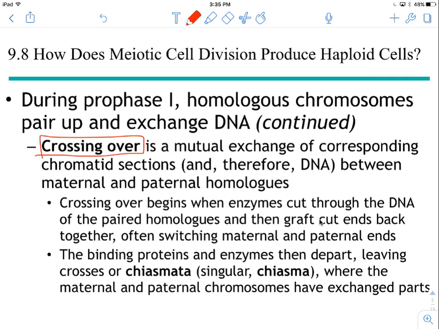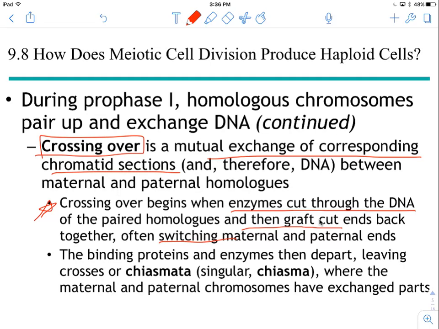And this is where basically the homologous pairs exchange chunks of DNA. Okay? Mutual exchange of corresponding sections of the chromatids. So crossing over starts when enzymes actually cut the DNA of both of the homologs and switch the pieces, then graft the ends back together. Okay, switch the pieces.